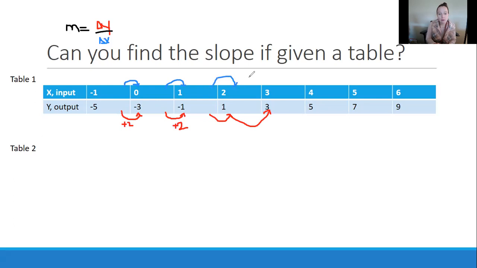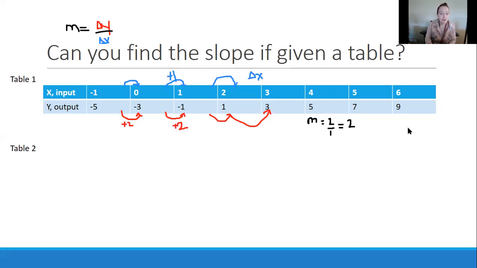Okay, so my change in x, what is going on with my change in x? Well, it looks like it's just a nice +1. So now I can say that my slope for this line is going to be my change in y, which is my red, plus 2 over 1. Now, make sure you're always reducing as much as you can. So 2 divided by 1 is 2.